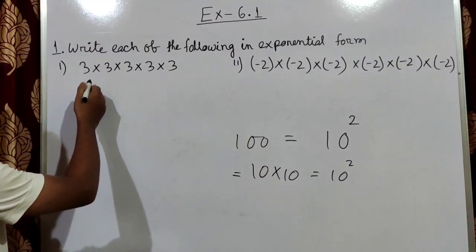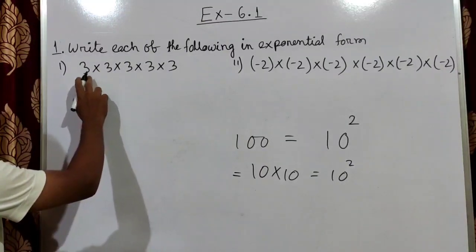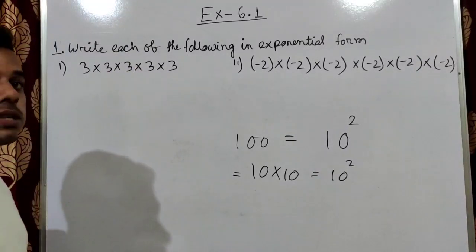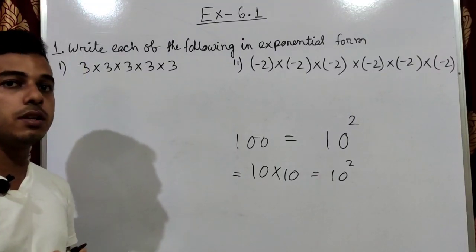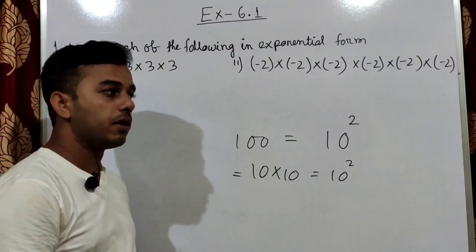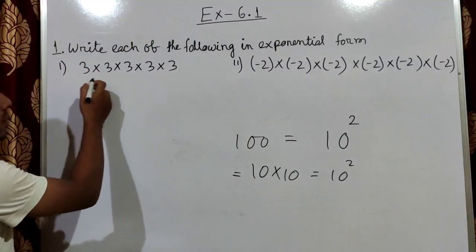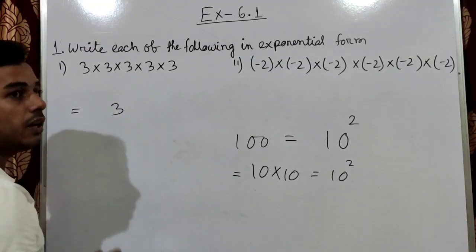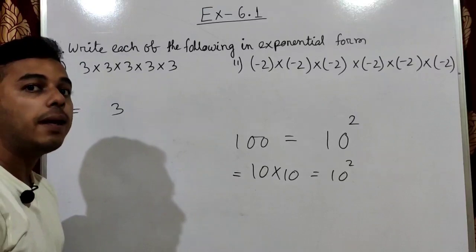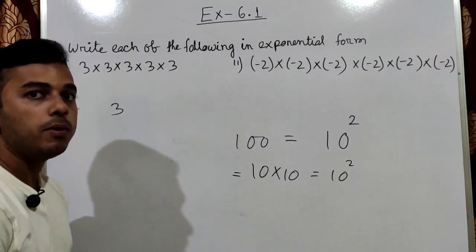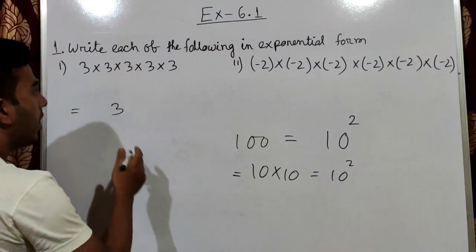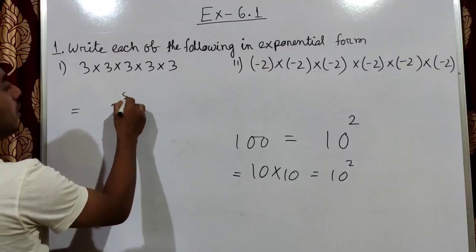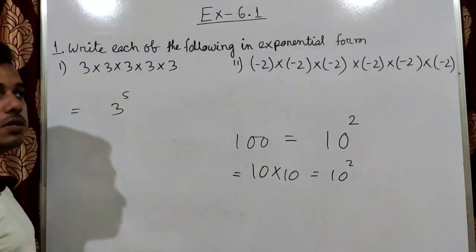Here we have to look how many 3s are there. Look, 1, 2, 3, 4, 5. There are 5 threes, right? So, as I told in our previous class, in the base we have to write the given number, right? So here the given number is 3, and in the index or power we have to write how many times the number is multiplied or repeated. So here the number is multiplied how many times? 1, 2, 3, 4, 5. So it will be 3 to the power 5. Finish. Clear?